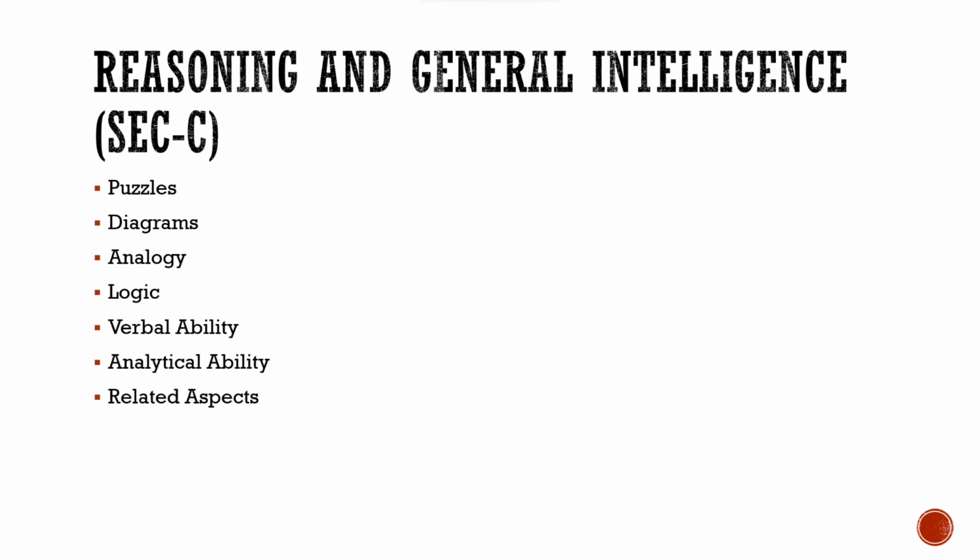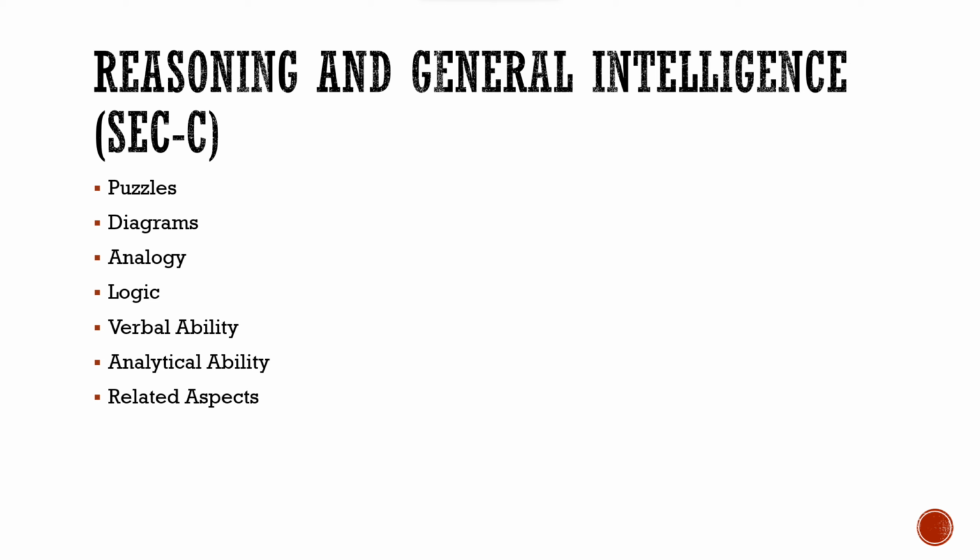Next is reasoning and general intelligence. What are the topics you can get in this section C? That are puzzles, diagrams, analogy, logic, and verbal ability. After that, analytical ability, and related aspects of reasoning and general intelligence. So guys, don't worry, you all know this section is a bit difficult, but you can also score marks here, provided that you try solving sums on reasoning so that you can practice till the announcement of KEA PGCET examinations.